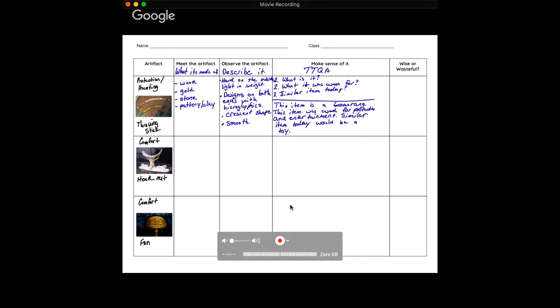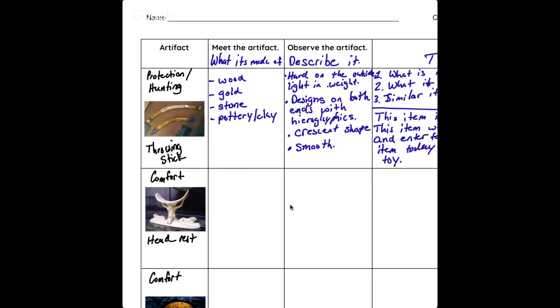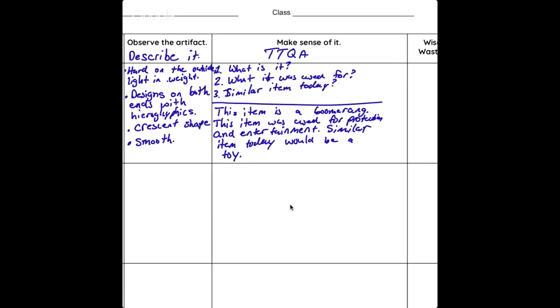And we looked at it, and we analyzed the artifacts. There were 6 artifacts to analyze, and we do that by doing 3 things. First, we meet the artifact, and we have to infer what it's made out of. Then we observe the artifact, which means we describe it. We describe it by shape, size, color, texture, things of that nature. Then we have to make sense of it, okay? So we answer these 3 questions in TTQA format. First, we determine what it is. Then, what is it used for? And are there similar items today?